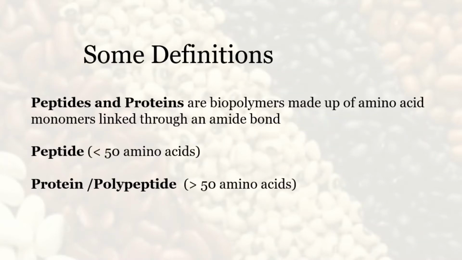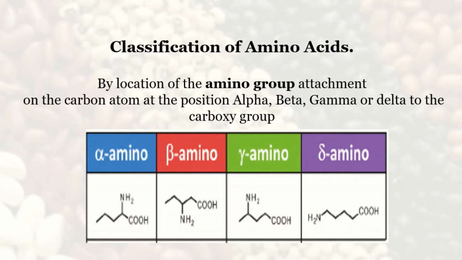Peptides and proteins are biopolymers, like we mentioned in our previous lessons, made up of amino acid monomers linked by an amide bond. When they are less than 50 amino acids, we refer to it as a peptide, and when they are more than 50 amino acids, it's called a polypeptide or a protein.